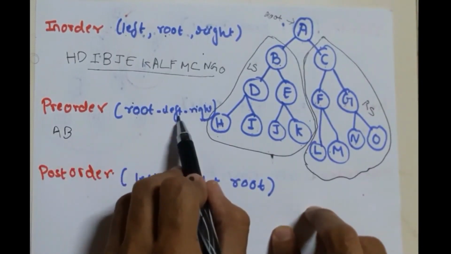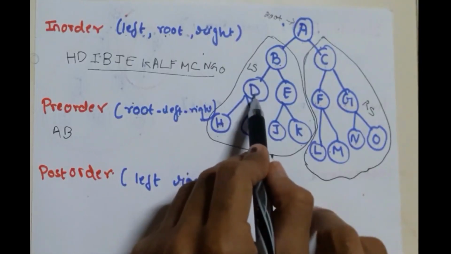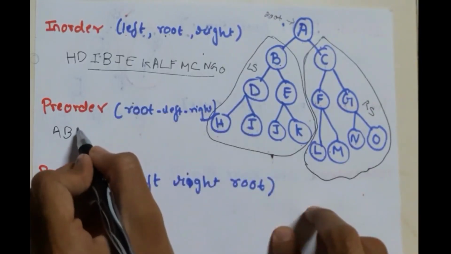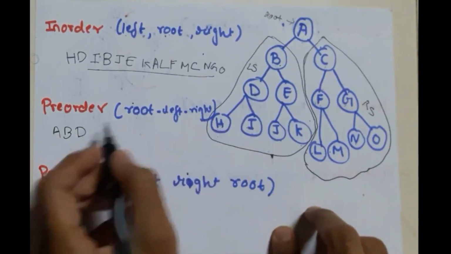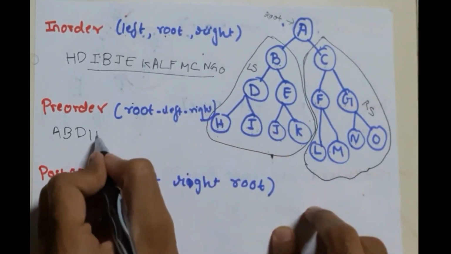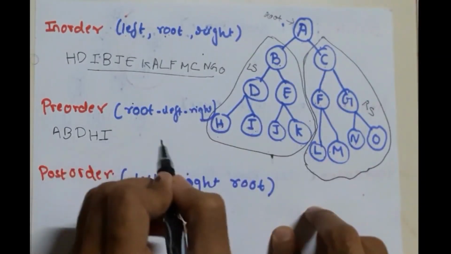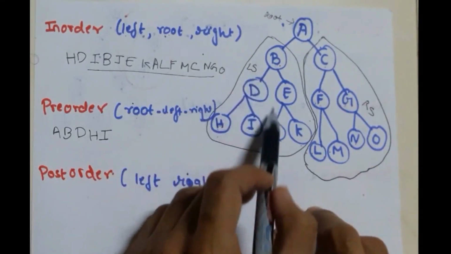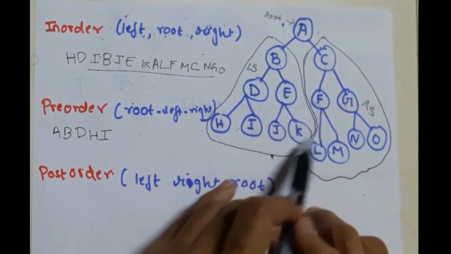After root, left, so left of B is D, but D is root for H and I. So we'll write D. After root, left, so left of D is H. After left, right of D is I. Okay, so we are done with the left part of the root B. Now we'll go into the right part.